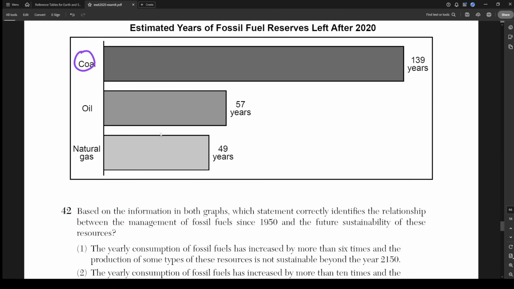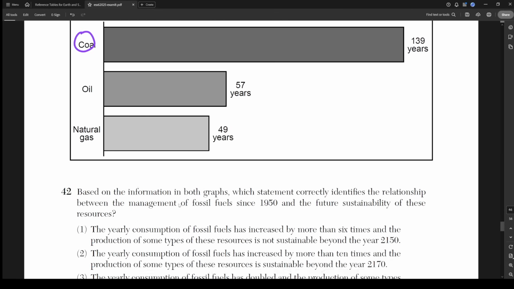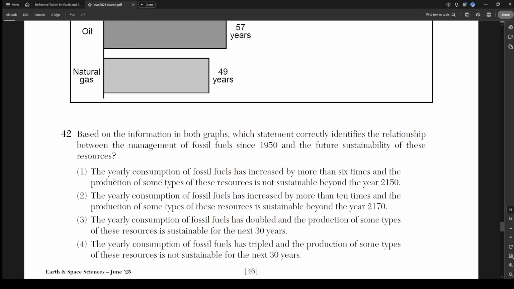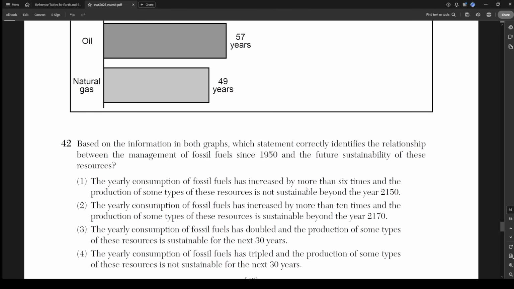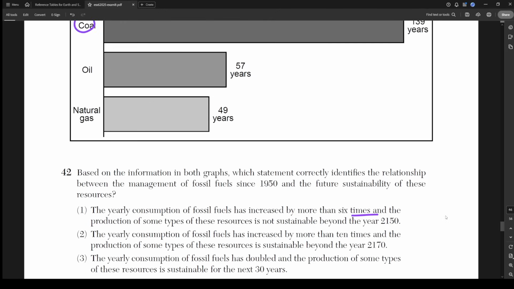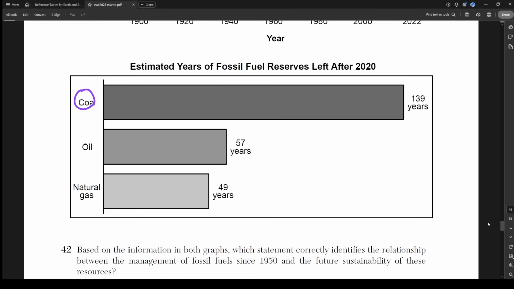Based on the information, which statement correctly identifies the relationship between the management of fossil fuels since 1950 and the future sustainability of these resources? So it's just like draw a conclusion. All right, let's go. The yearly consumption of fossil fuels has increased by more than 6 times, and the production of some types of these resources is not sustainable beyond 2150.